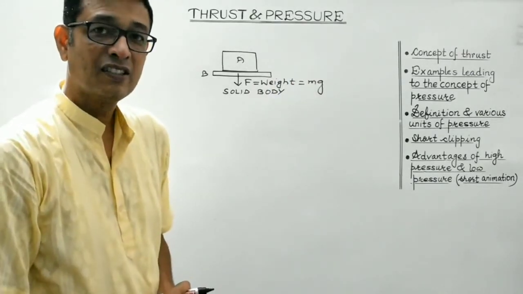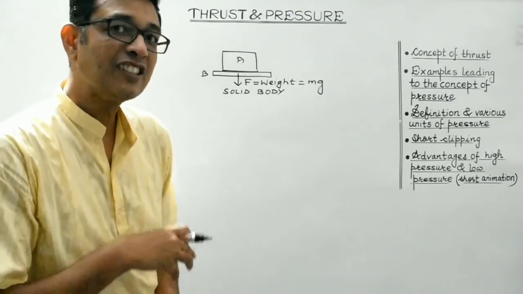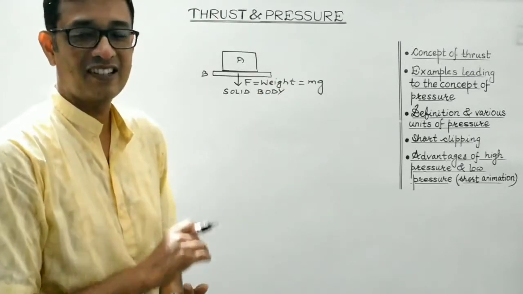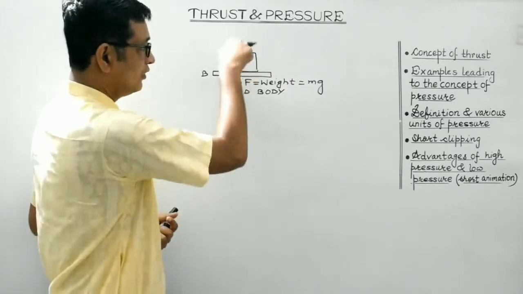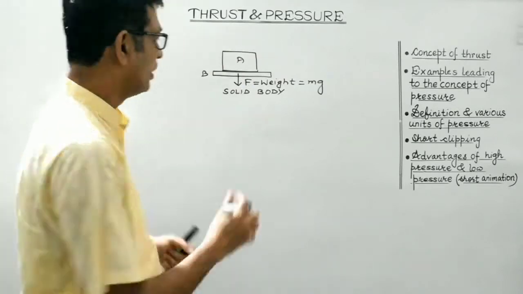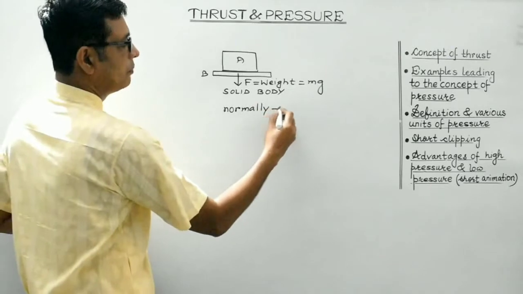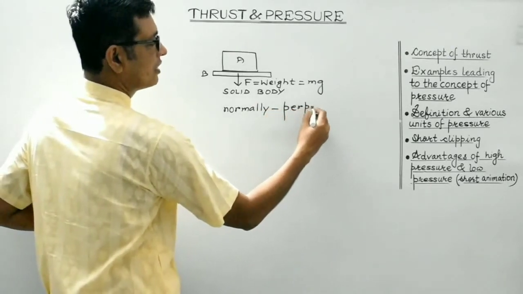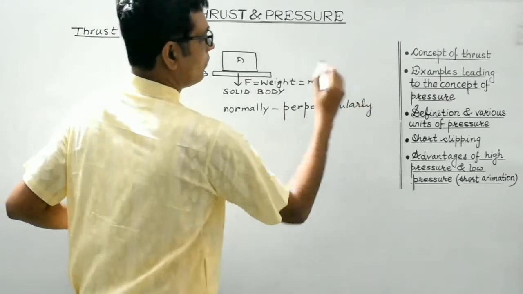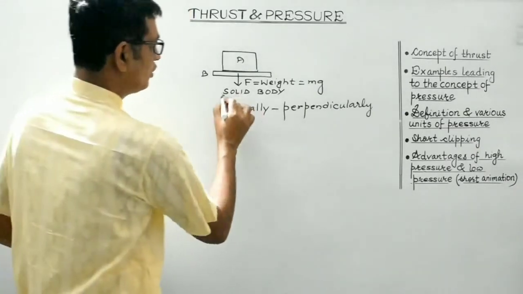So what I stated is, a body, when placed on any surface, exerts a force on the surface with which it is in contact, right? And this force is exerted by body A on body B normally. Normally means perpendicularly. Normally. It means in the perpendicular direction, that is, perpendicularly. Similarly, students, let's consider another case. It is the case of a solid body.